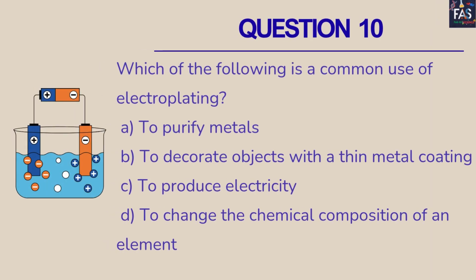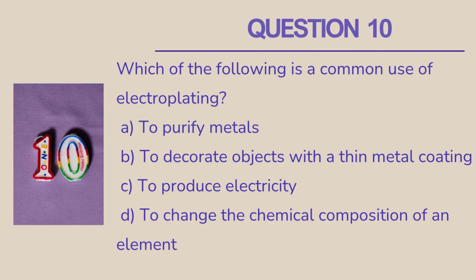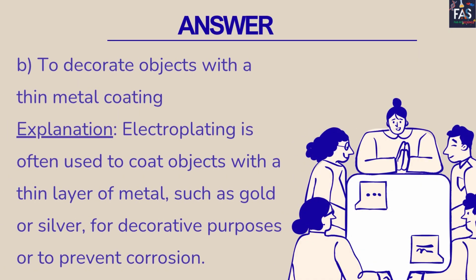Question 10. Which of the following is a common use of electroplating? A. To purify metals. B. To decorate objects with a thin metal coating. C. To produce electricity. D. To change the chemical composition of an element. Answer B. To decorate objects with a thin metal coating. Electroplating is often used to coat objects with a thin layer of metal, such as gold or silver, for decorative purposes or to prevent corrosion.